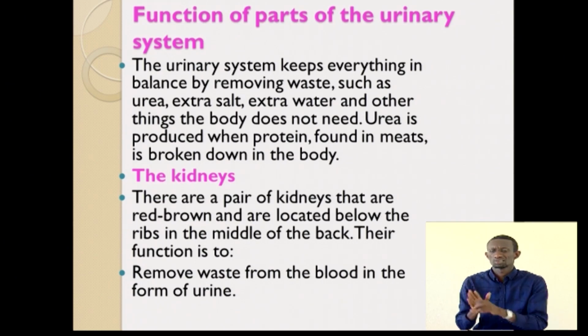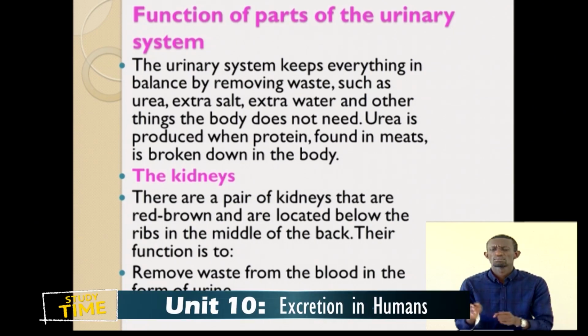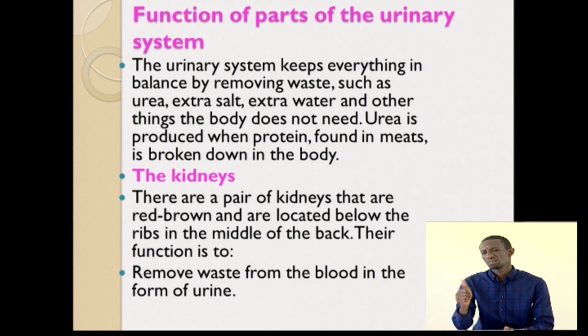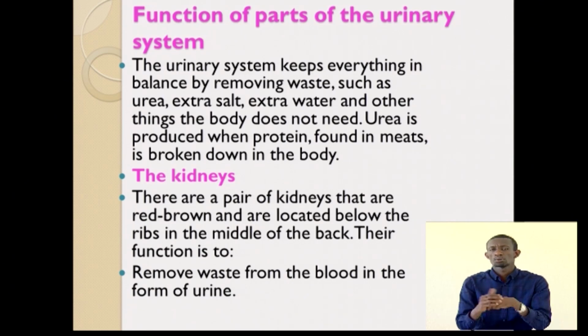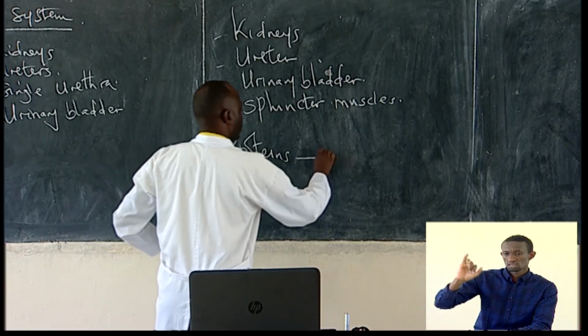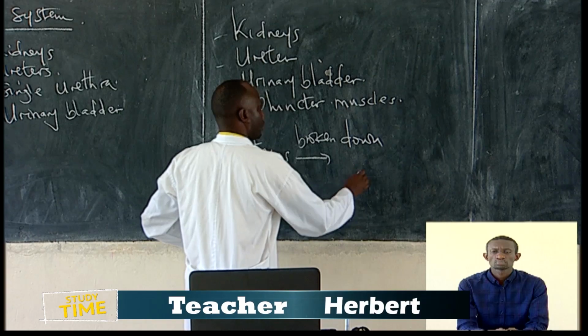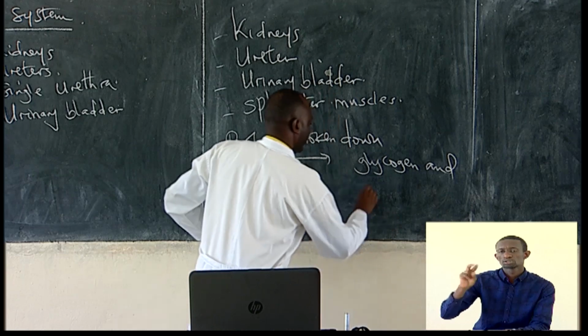The urinary system has to remove those excess salts. Extra water, excess water has to be removed from the body. And other things the body does not need have to be removed from the body. I said urea is produced when proteins found in meats are broken down in the body. Once proteins are broken down, they are going to form glycogen and urea.